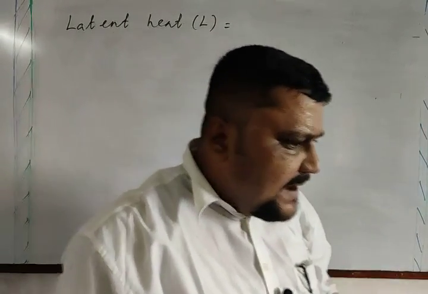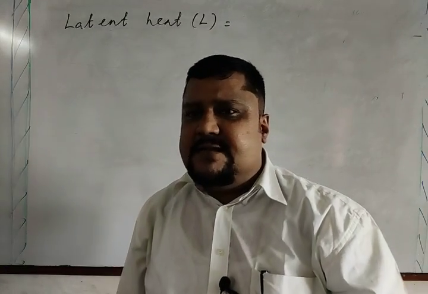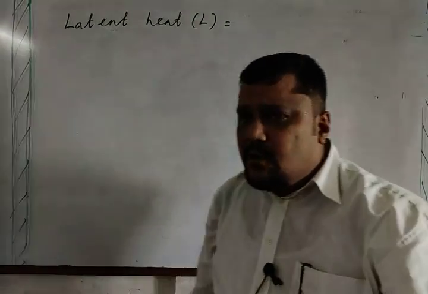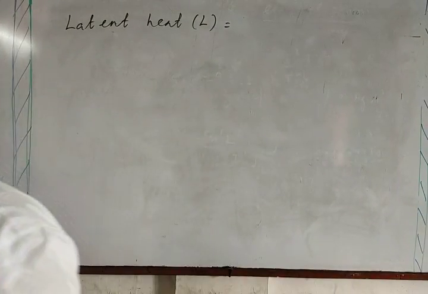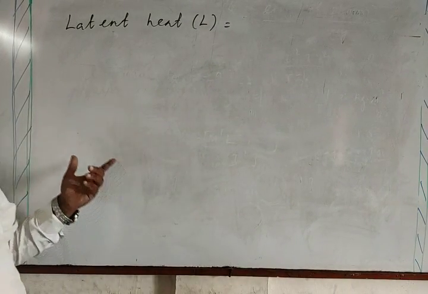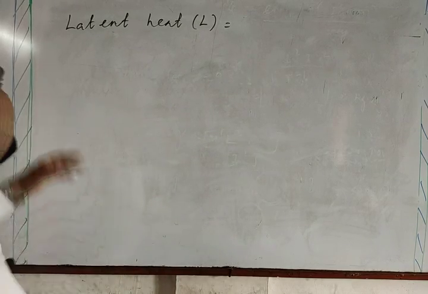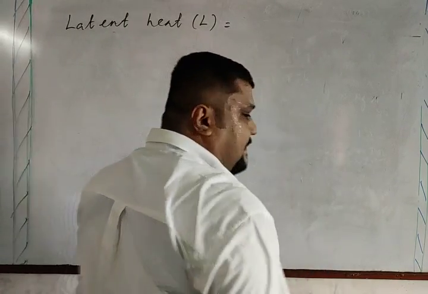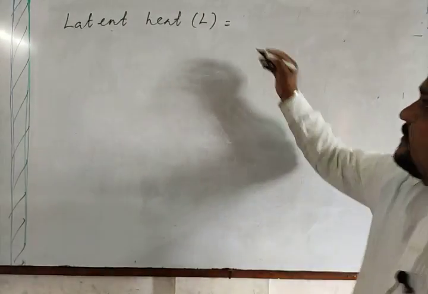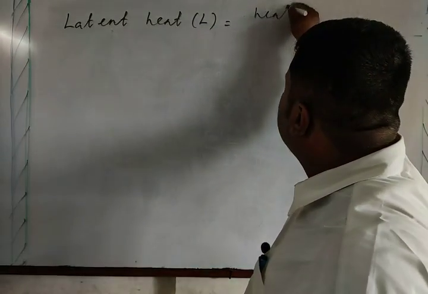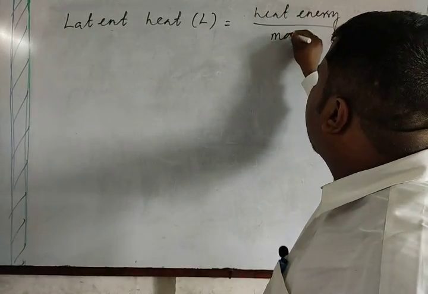Generally, when heat is given to a body, we know by the temperature that heat is given. But if heat is given and the body does not rise in temperature, then we say the heat supplied is hidden or latent in the body. So the formula for latent heat is equal to the heat energy given to the body divided by the mass of the body.